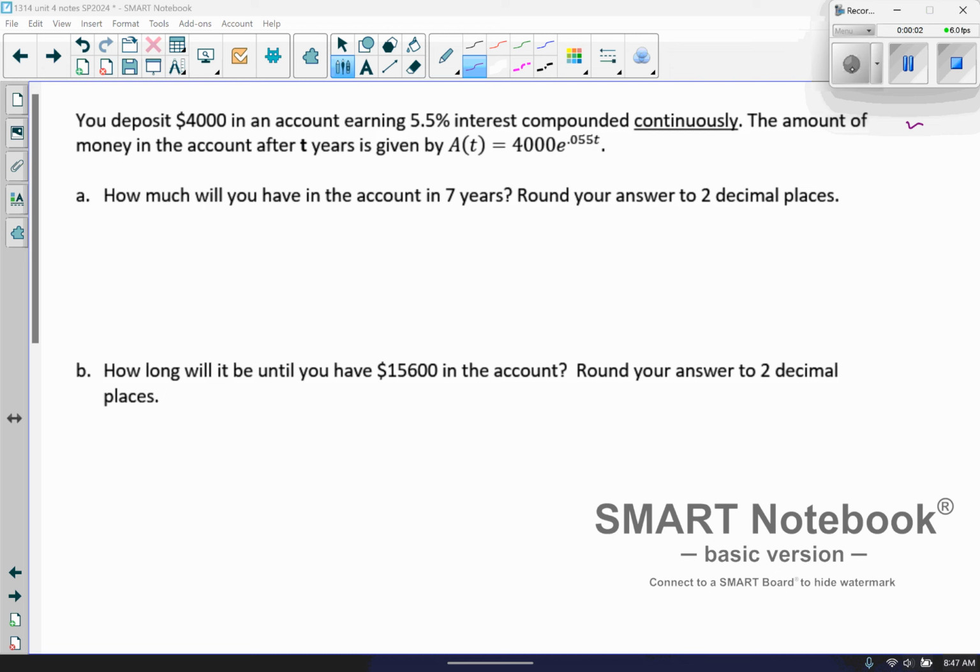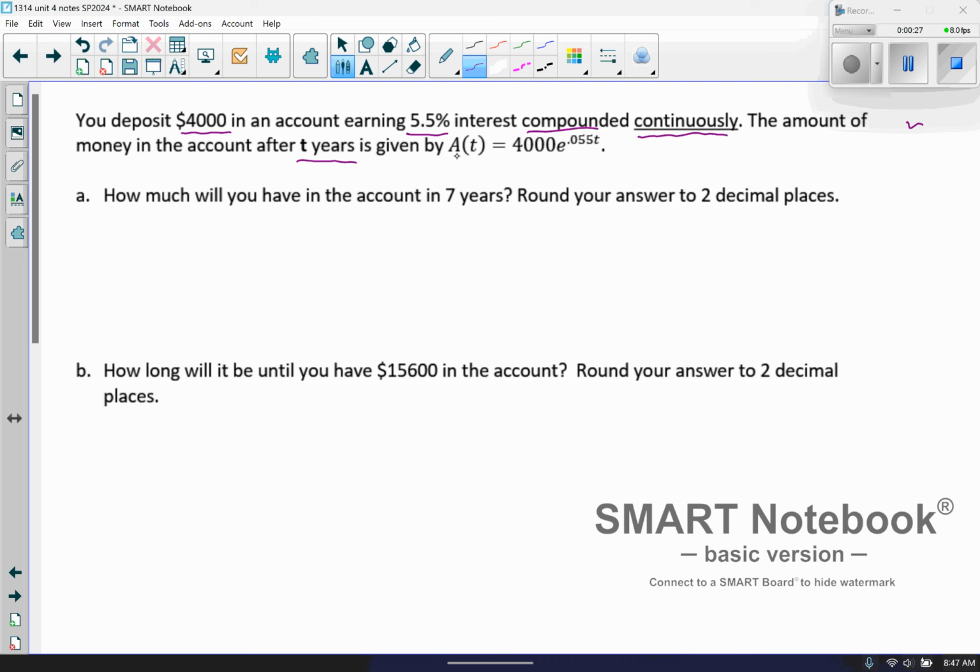Okay, so the last part's going to be a couple application problems. So right here, if you deposit $4,000 in an account earning 5.5% interest compounded continuously, the good thing is we're going to be working with that PERT formula. The amount of money in the account after t years is given by this equation right here. So they actually already give it to us.